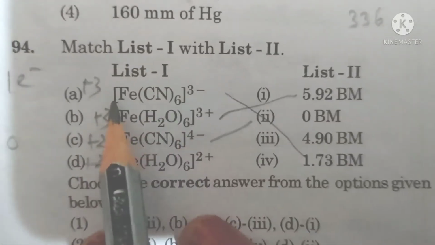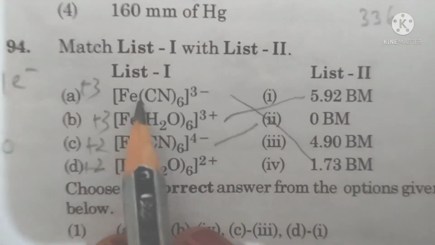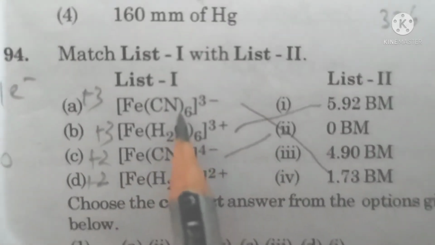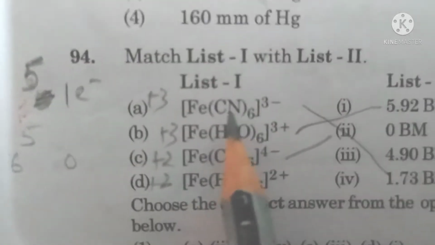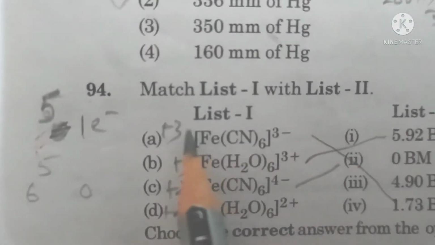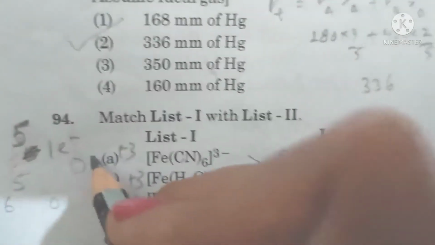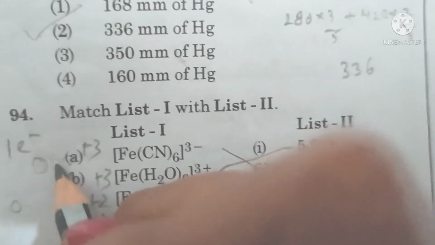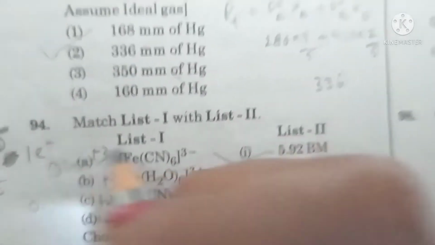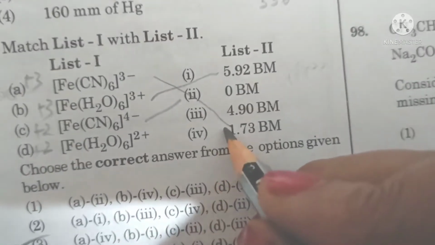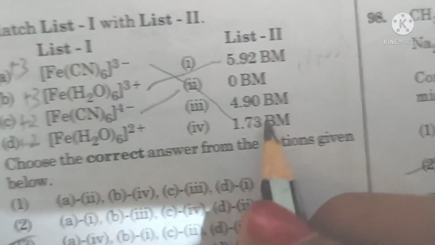So this is hexacyanoferrate. In this, iron is in +3 oxidation state, but because cyanide is a strong field ligand, it will cause pairing of electrons in the t2g. So out of 5 electrons, the lower t2g orbitals will have all the 5 electrons, 2 and 2, and only 1 unpaired electron. The magnetic moment for 1 unpaired electron will be root 3, which is 1.73. So for option A, it is 1.73.